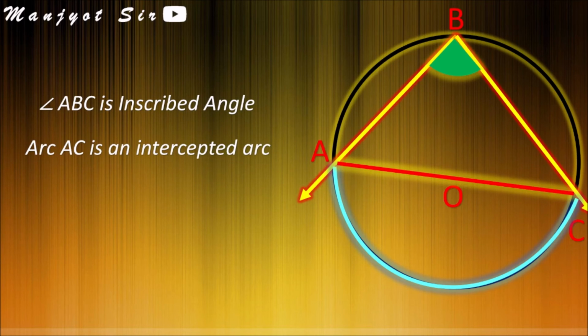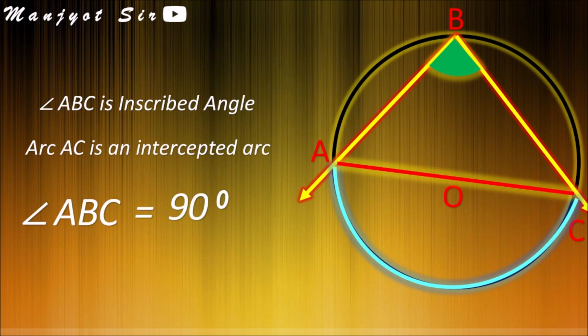We just now studied a very important relation. An inscribed angle is half of its intercepted arc. Very good. So here inscribed angle ABC will be half of arc AC, and AC here is a semicircle. That means it is 180. So ABC will be half of 180. So ABC will be 90 degrees.